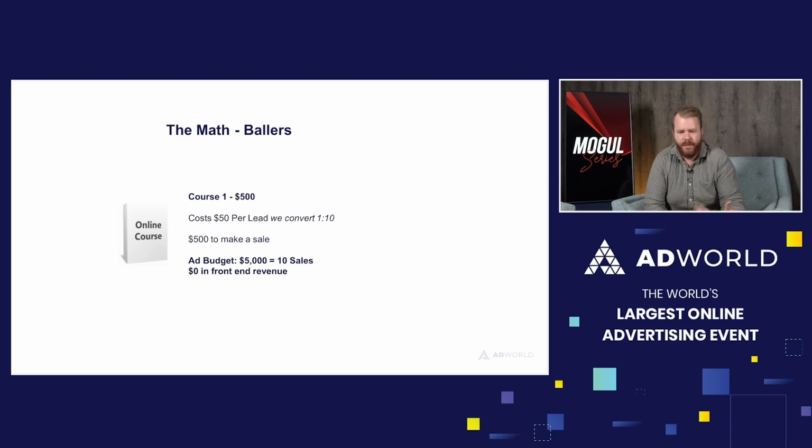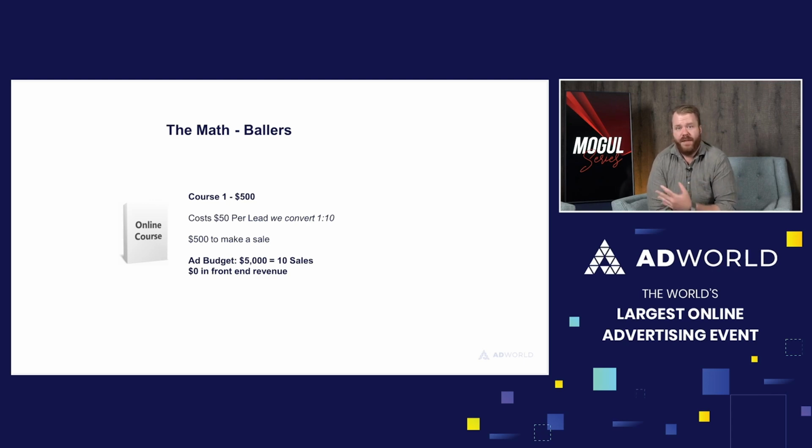Now, the math for the ballers, right? Course one, same thing, $500. For all intents and purposes, prices here remain the same. However, they're willing to spend $50 to acquire a lead, still converting that 1 in 10. So that means it takes $500 to make a sale. 1 sale equals the same price in ad spend, right? 500, 500. No front end money being made.